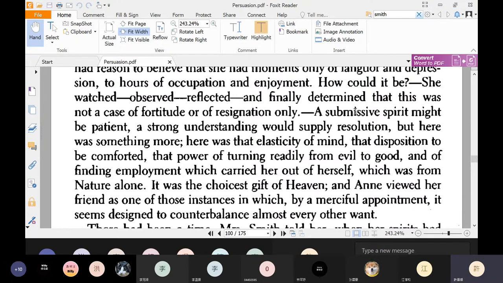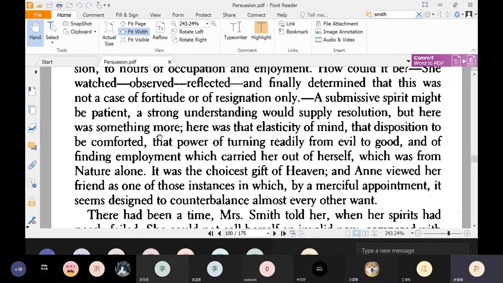And so Anne kept observing, and she finally decided that this was not a case of fortitude, which means strength, inner strength, mental strength, or of resignation only. Resignation here means to accept one's fate, not try to change things. So it's not just these two only. A submissive spirit, that submits to fate, that accepts fate, might be patient. A strong understanding would supply resolution. Resolution here means the same thing as fortitude, inner strength, mental strength.